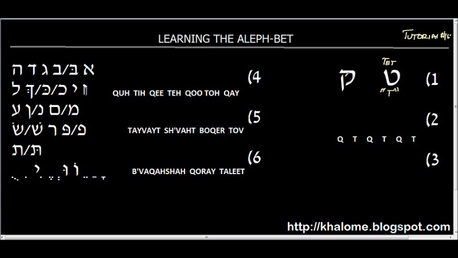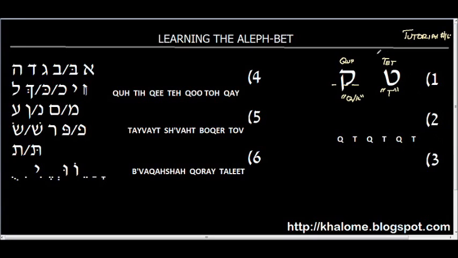The next one is the Kuf, and it also has a pronunciation. I'm going to put a Q here just to differentiate it from the K, but it's similar to the English K. Also, the left hand vertical line here comes beneath the page line.